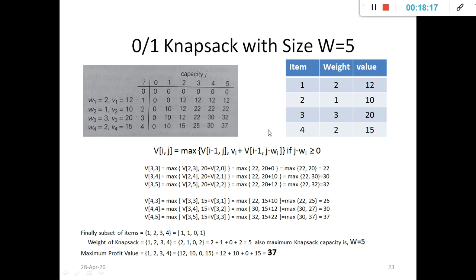By applying dynamic programming to the 0-1 knapsack problem, it's clear that for this given example 37 is the maximum profit value, and the objects included are 1, 2 and 4, and object 3 is not included in the knapsack.